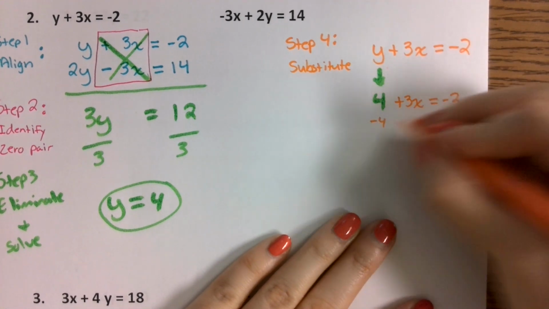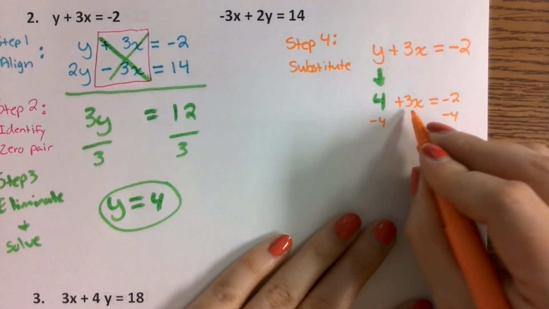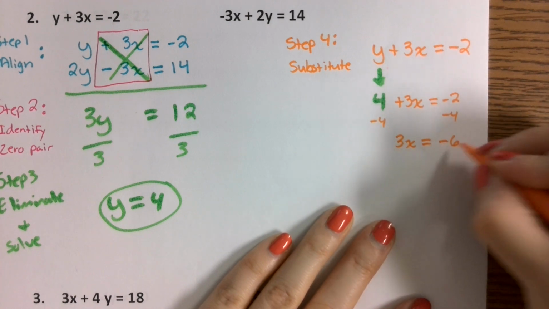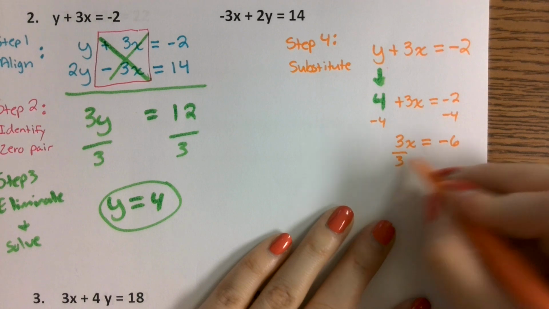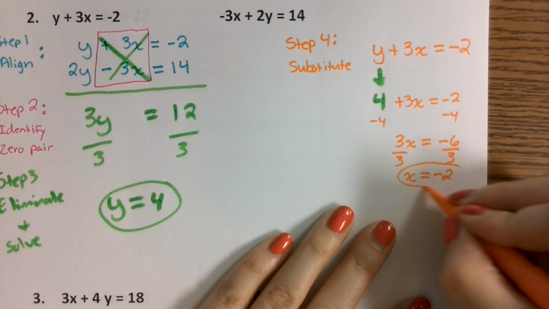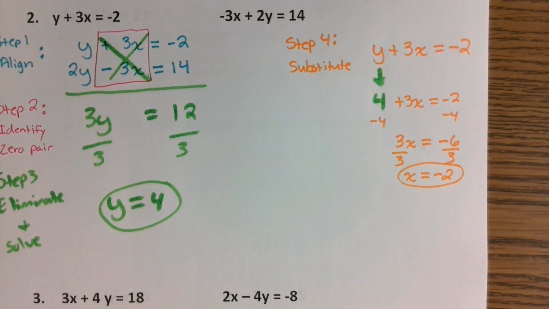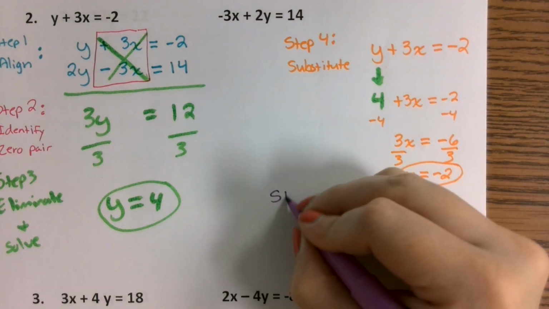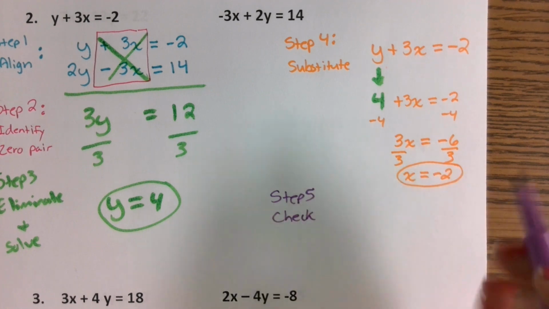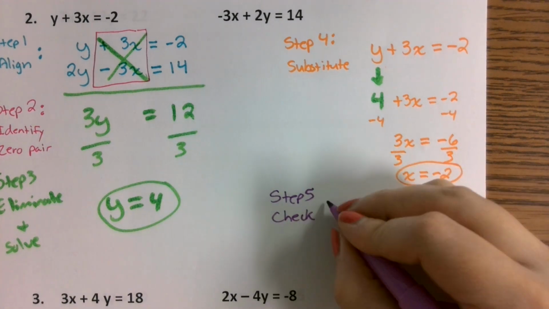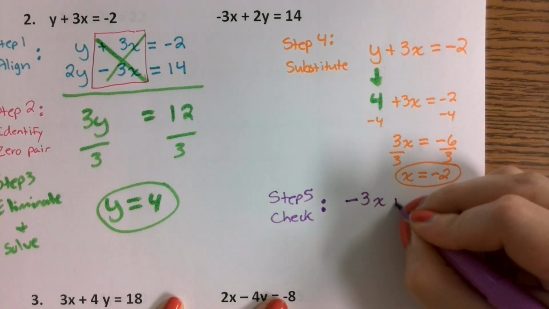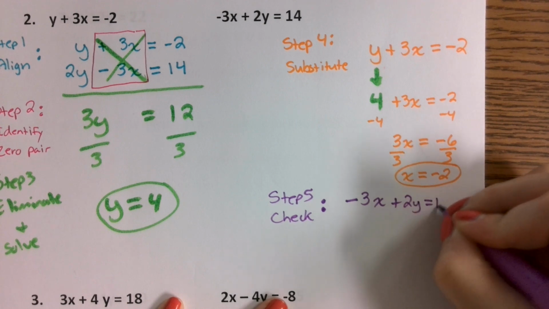I'm then going to subtract 4 from both sides. That leaves me with a positive 3x is equal to a negative 6. And then I would divide both sides by 3 and get x is equal to negative 2. So I now have my value of negative 2 for x. My last step always is to check. Okay, when I check, I must use my second equation, the equation that I did not use, to substitute it into and check. So negative 3x plus 2y is equal to 14.